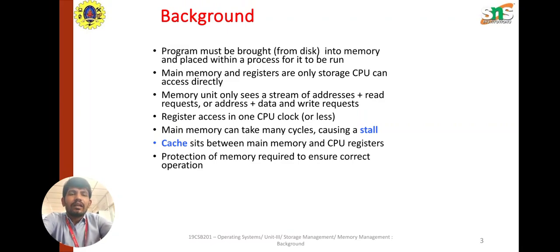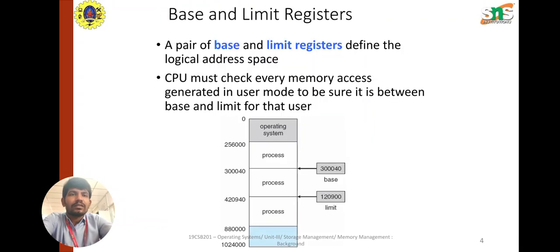Main memory access can take many cycles, causing a stall, and a cache is used. It is required to ensure correct operation. In every memory management unit we have base and limit address registers. They define the logical address space, and the CPU must check every memory access generated in user mode to be sure it is between base and limit for that user. So a pair of base and limit registers is very important for every physical memory.